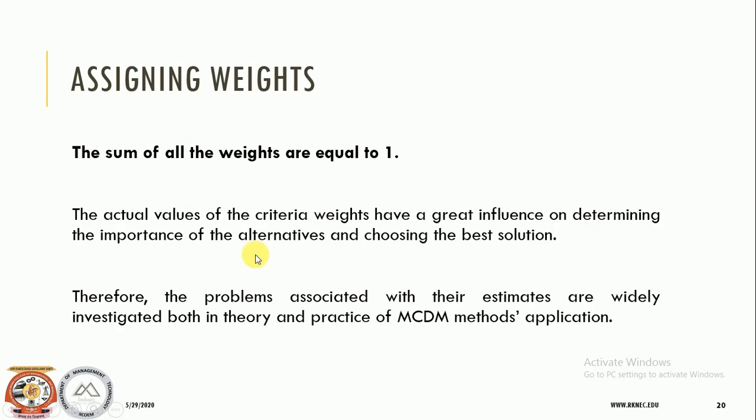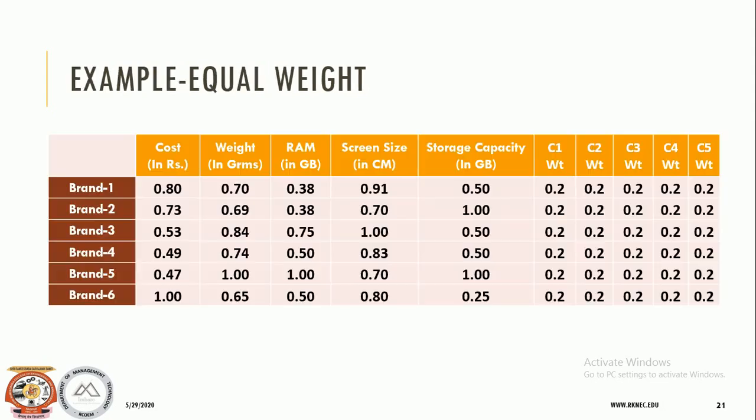The actual values of the criteria weights have a great influence on determining the importance of the alternatives and choosing the best solution, and therefore the problems associated with their estimates are widely investigated both in theory and practice of MCDM methods application. So till now we had our decision matrix, the normalized decision matrix, and these are the weights. The weighting techniques we have are the equal weight technique, second the weights calculated using the standard deviation method, and third, weight calculation through the entropy method.